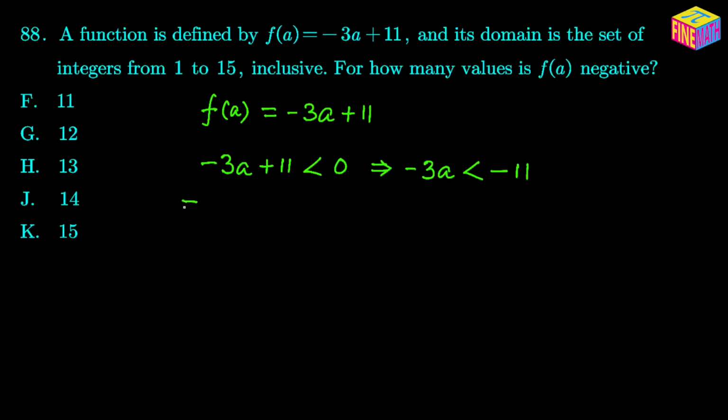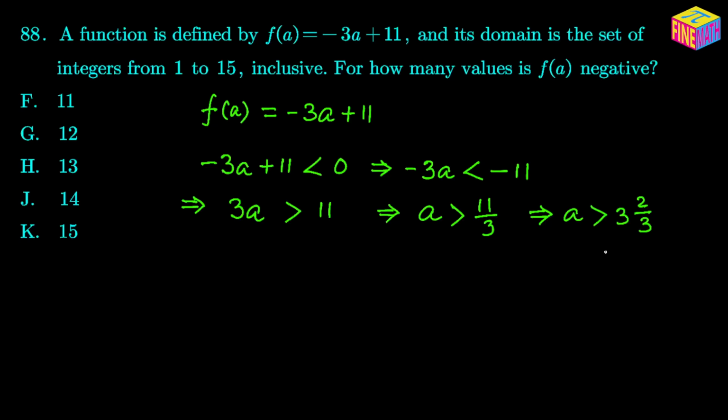And if we multiply both sides by negative 1, then we are going to have positive 3 times a greater than positive 11, because we are multiplying both sides by a negative 1, so the sign of inequality will flip. And then from here we can say, well, then a will be greater than 11 divided by 3, and that would be a greater than 3 plus 2/3. So if a is greater than 3 and 2/3, then we know that the function value will start to become negative.